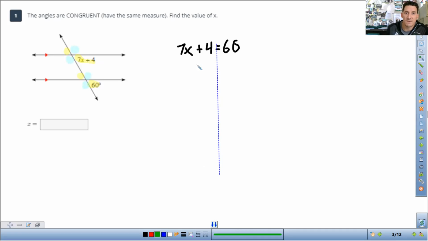Now I can solve, real simple to solve, subtract 4 from both sides. Plus 4 minus 4 cancels out. You get 7x is equal to 56. Divide both sides by 7, you get x is equal to 8.